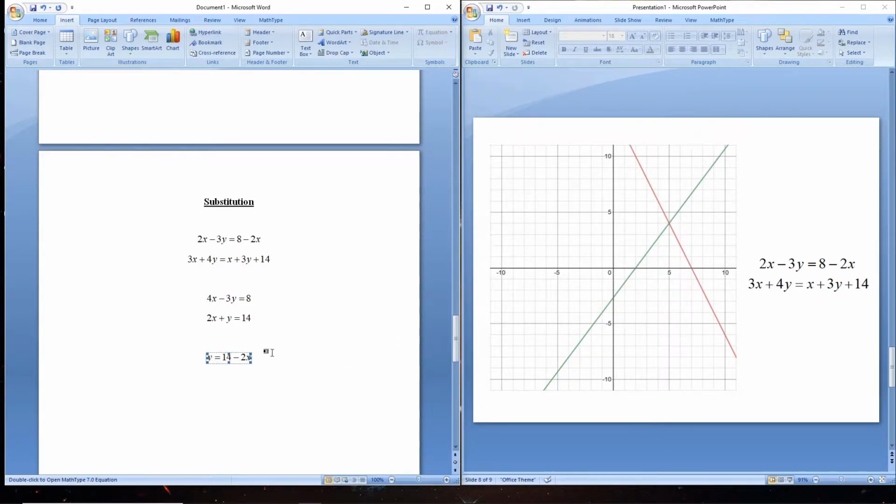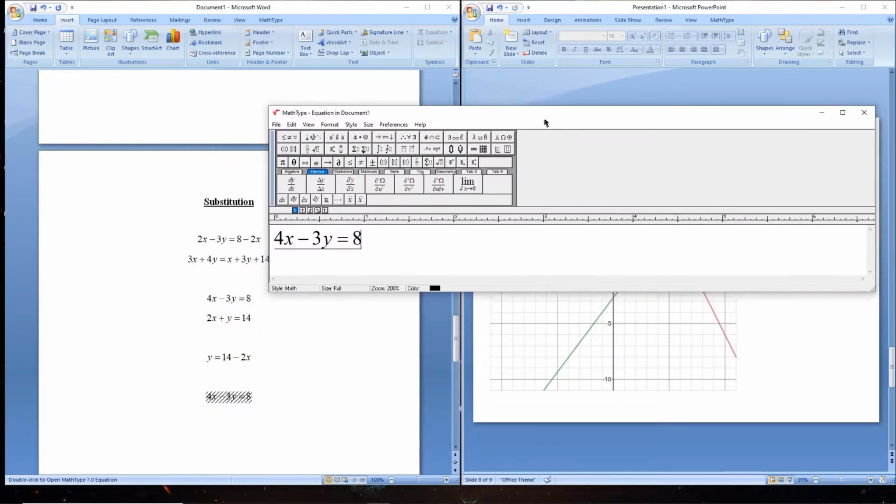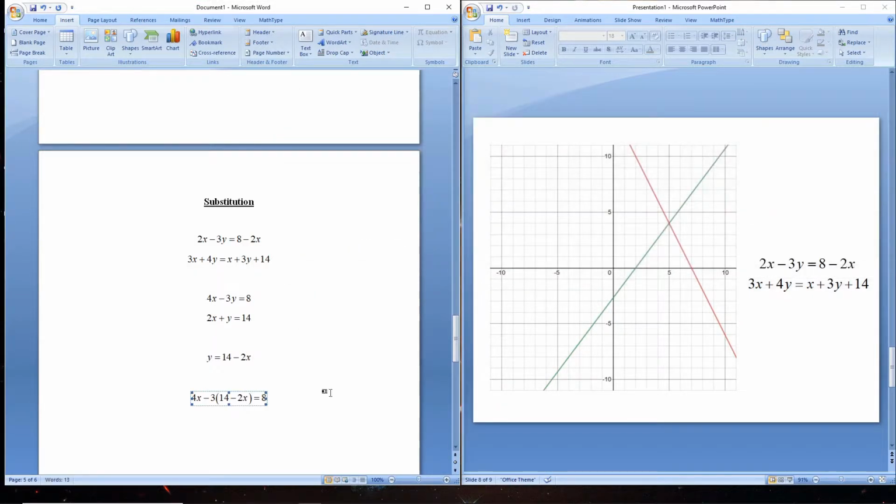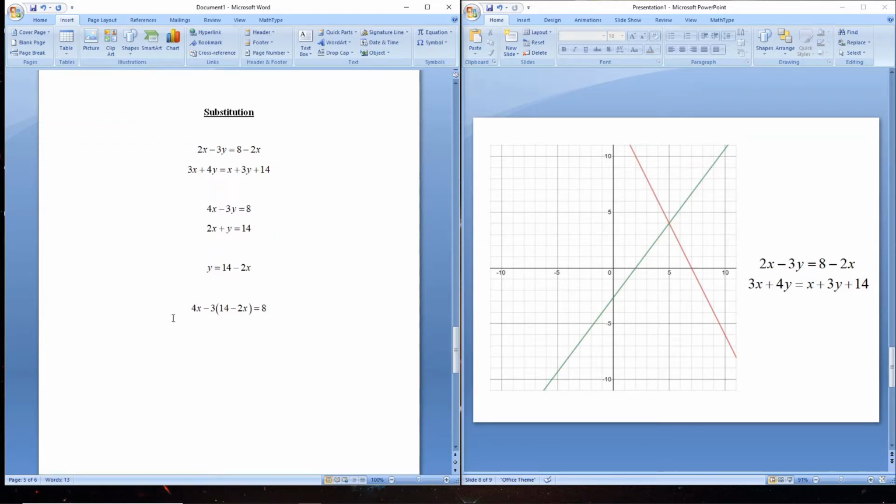And now that we have solved for y, and this came from the second equation, we do have to plug this into the other one, the first equation. So in our first equation here, instead of y, we're now going to have the result of 14 minus 2x. There are two terms here, so we have to be a little bit careful with distribution and use parentheses. We'd have 14 minus 2x for y. And so here's our equation to solve.